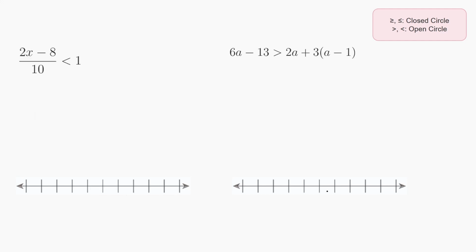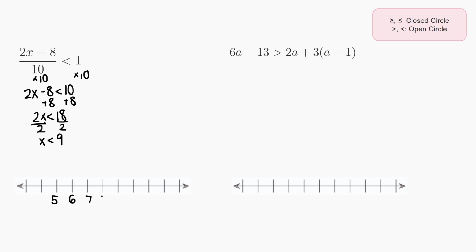Now, let's continue solving more questions. So here we have 2x minus 8 divided by 10 is less than 1. We're going to start by multiplying both sides by 10 to get rid of this fraction, and we get 2x minus 8 is less than 1 times 10, which is going to be 10. We're going to add 8 to both sides to get 2x is less than 18. Now we're going to divide both sides by 2, and we're going to get x is less than 9. Now, let's draw this number line so we can graph it.